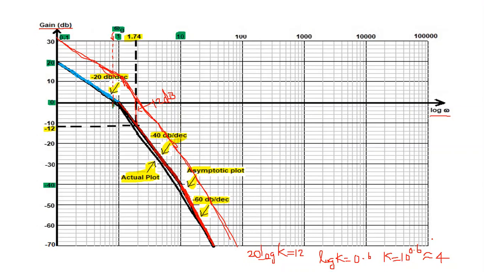In the next presentation, we will see how to do Bode plot construction for complex conjugate factors, then how to obtain the transfer function from the Bode plot. So far we have seen how to draw the Bode plot from the transfer function. If the Bode plot is given, what is the transfer function, that also we will see.